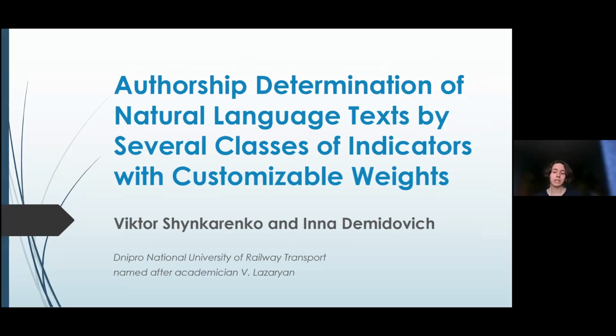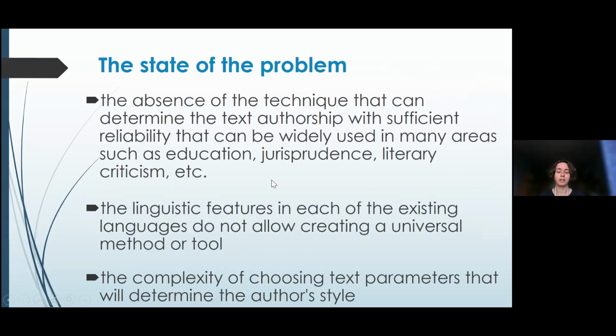and we will start. So, dear colleagues, today I want to present to your attention our research, which is dedicated to the authorship determination of natural language texts with several classes of indicators with customizable weights. Firstly, I want to tell you about a few problems that we have in this area. The first problem is that now we have an absence of a technique that can help us to determine the text authorship with sufficient reliability that can be widely used in many areas.